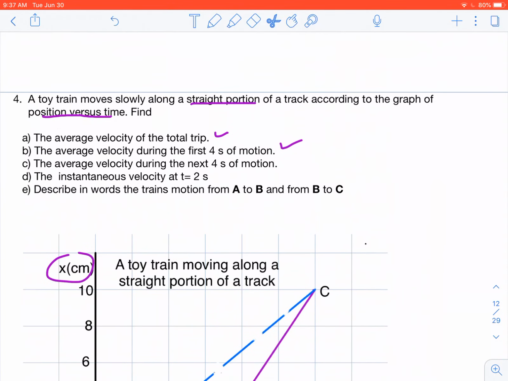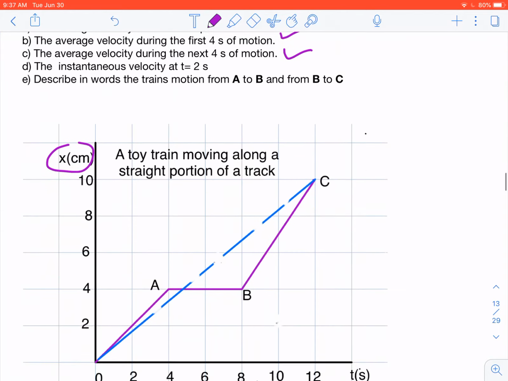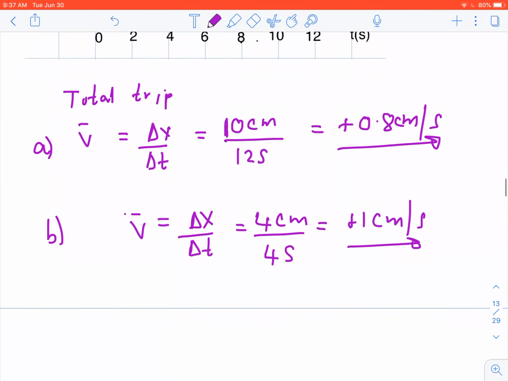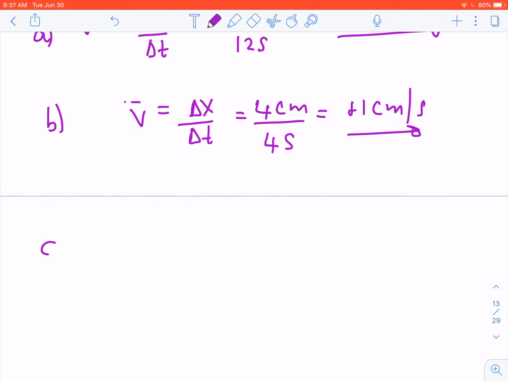Alright, let's see the next one. It says the average velocity during the next 4 seconds. So what's the next 4 seconds? We're looking at that. The next 4 seconds, we say C. What is the average velocity there?